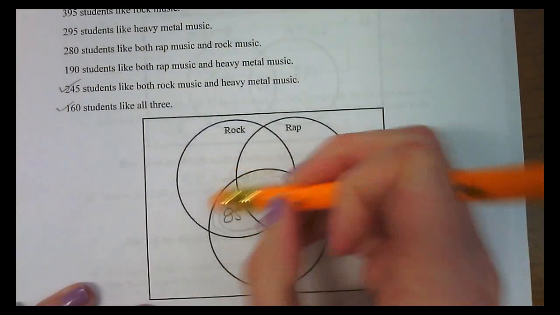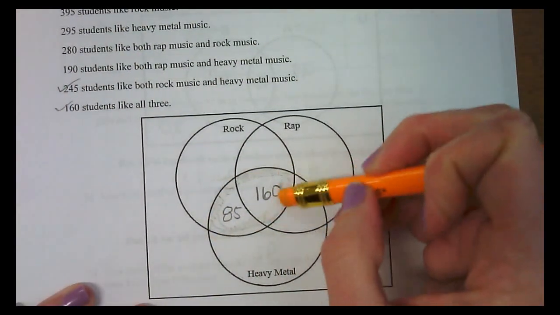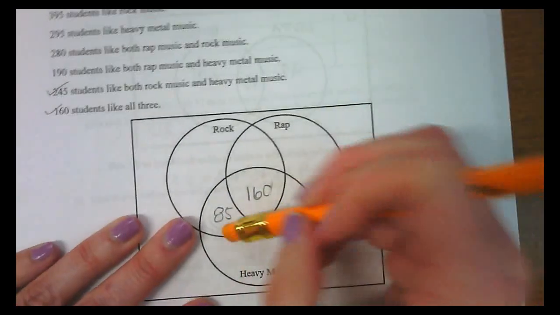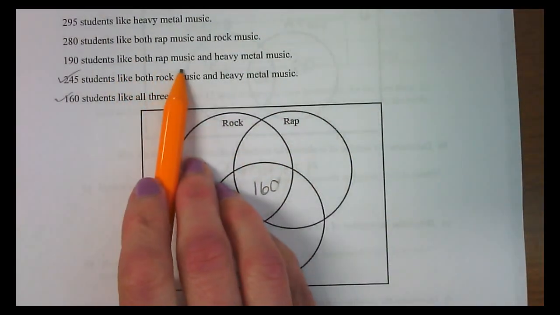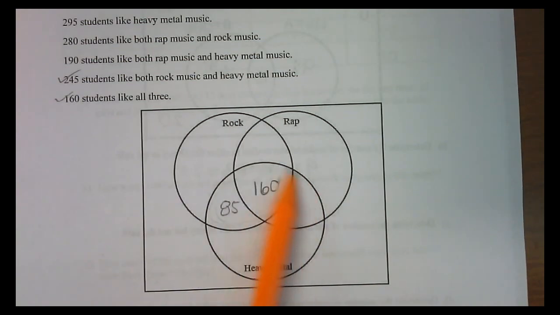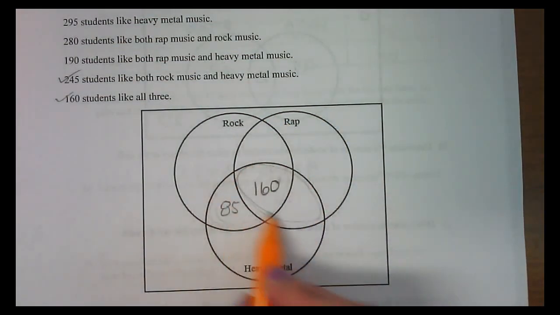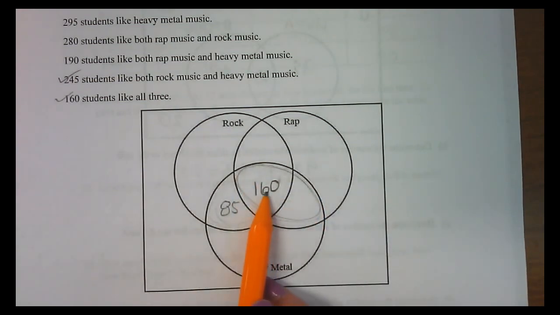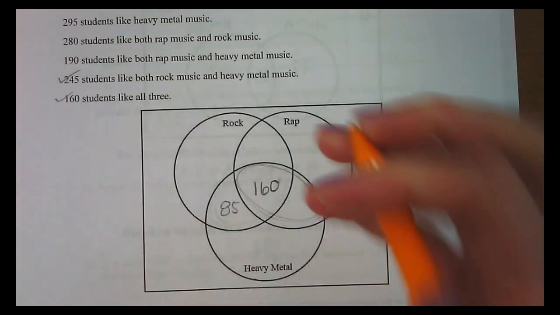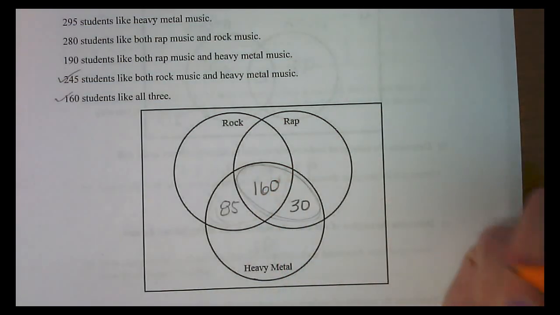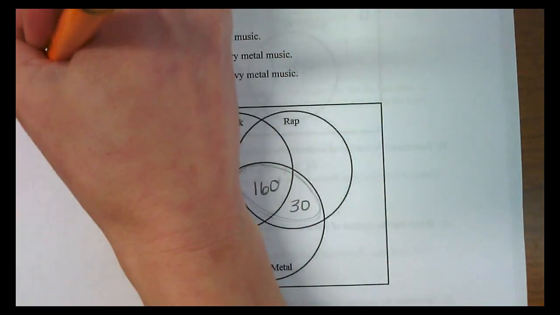That's done. Okay, so the next one, going up my list, says 190, like both rap and heavy metal. So that's this circle or this region here. So 190 total. I already know 160 are there, so that leaves me with 30 left over for this one.